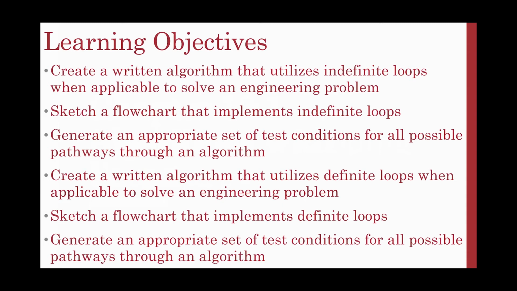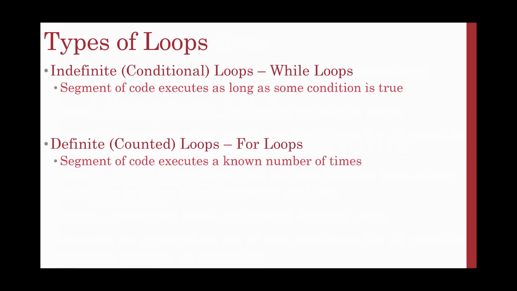So there's two different types of loops we're going to look at. We have indefinite and definite loops. The two types of loops that we are looking at again are our indefinite, which are conditional loops. These are our while loops. So a segment of code executes as long as some condition remains true. And then we have definite loops, or our counted loops, and these are our for loops. So a segment of code executes a known number of times.